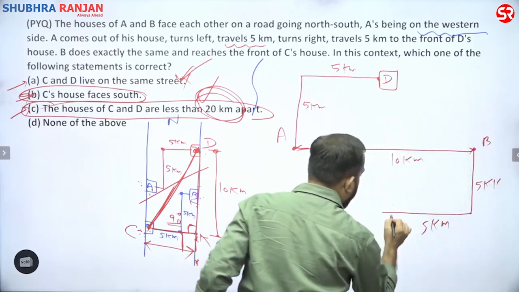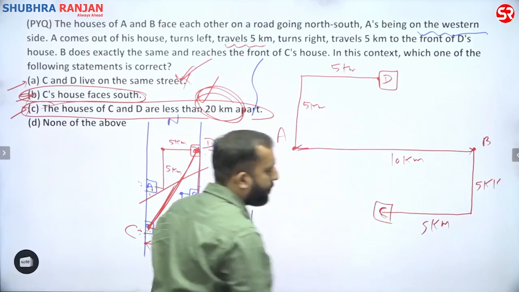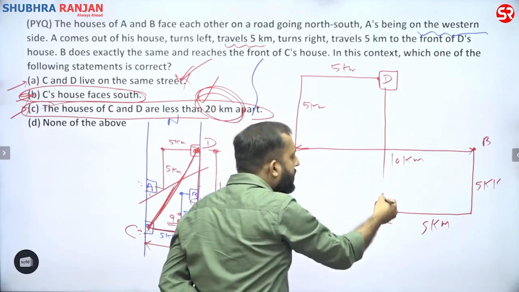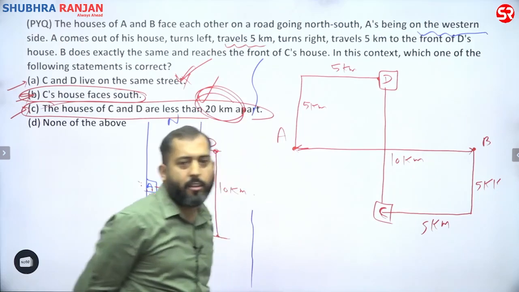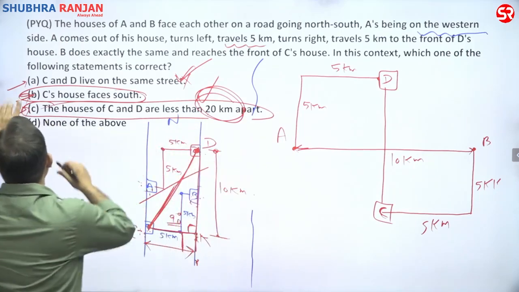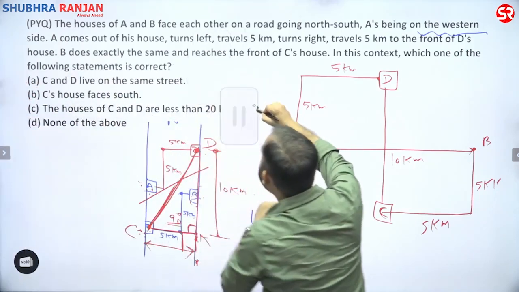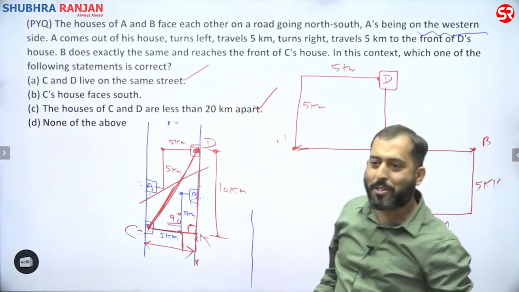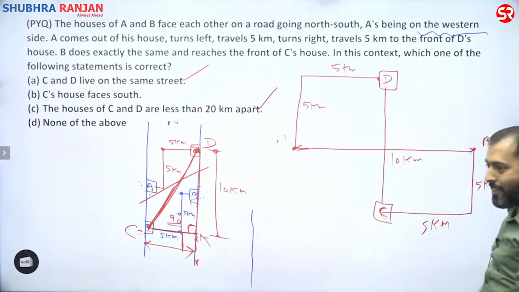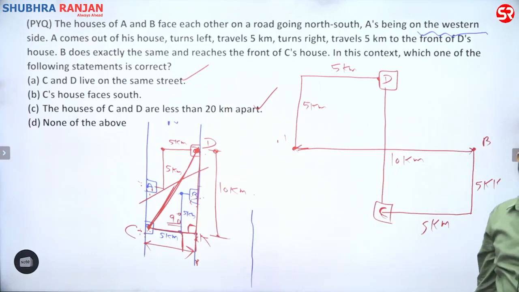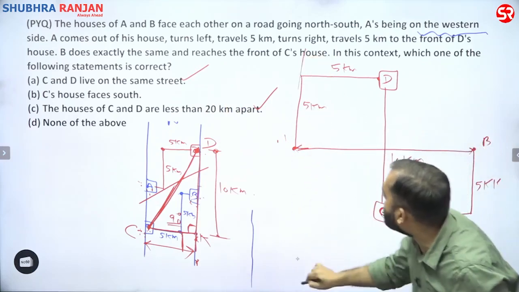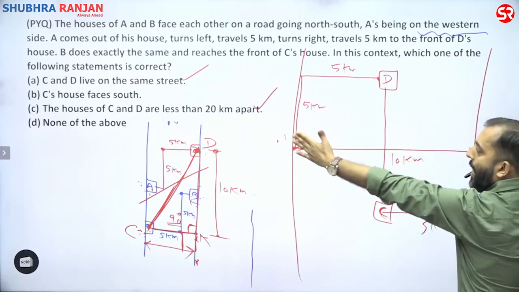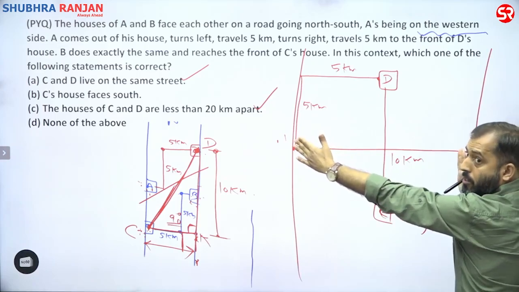Now, over here we have C. Now tell me, what is the distance between D and C as per this construction? 10. So this condition is again justified. Condition number 3 is again justified, and condition A is also justified. They lie on the same street, because the street is this. A and B lie on the opposite sides of the street, no?